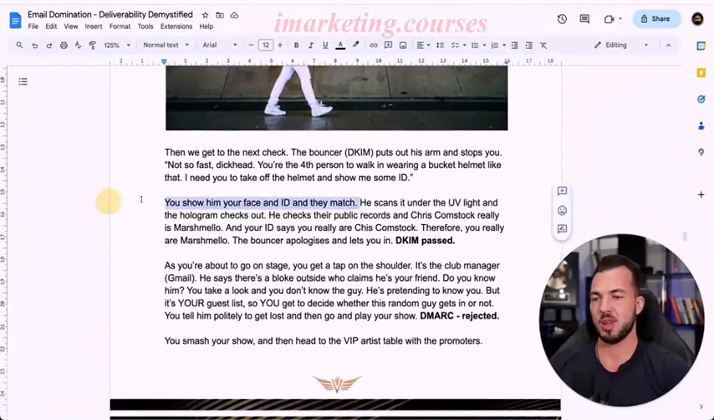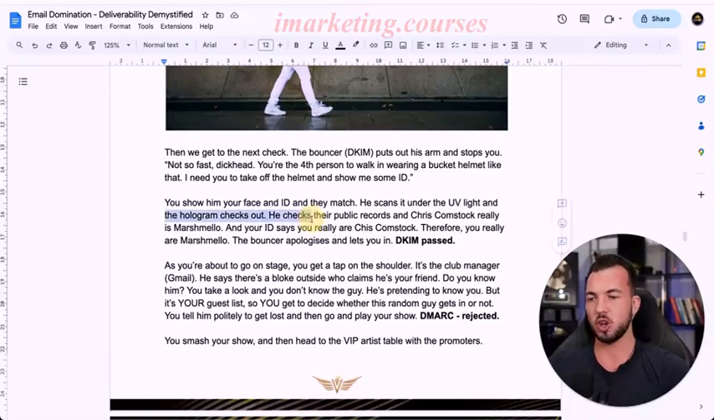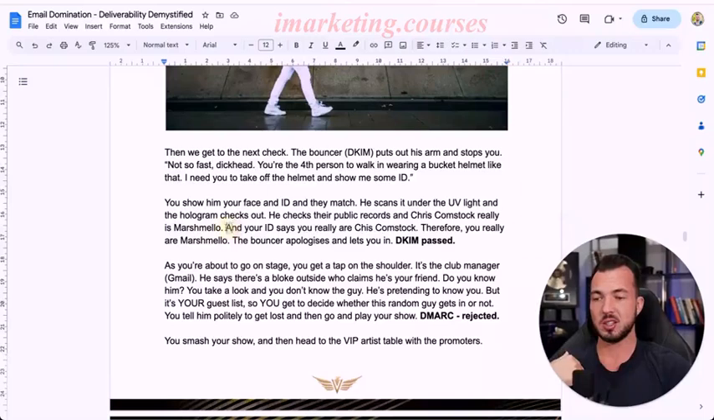Show me some ID. So you take off the helmet. Big reveal. You show him your face and you show him your ID. And they match. Your face matches your ID. Cool. He scans it under the UV light and the hologram checks out, so he can validate that it is a real ID and not a fake ID. He then checks their public record and Chris Comstock really is Marshmello. So the name Chris Comstock matches the name Marshmello, and your ID says that you really are Chris Comstock because your face matches the ID and it's a real ID.